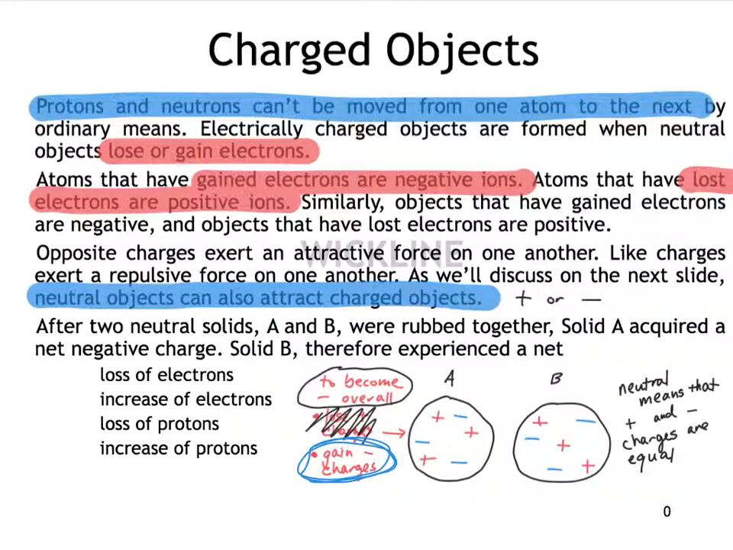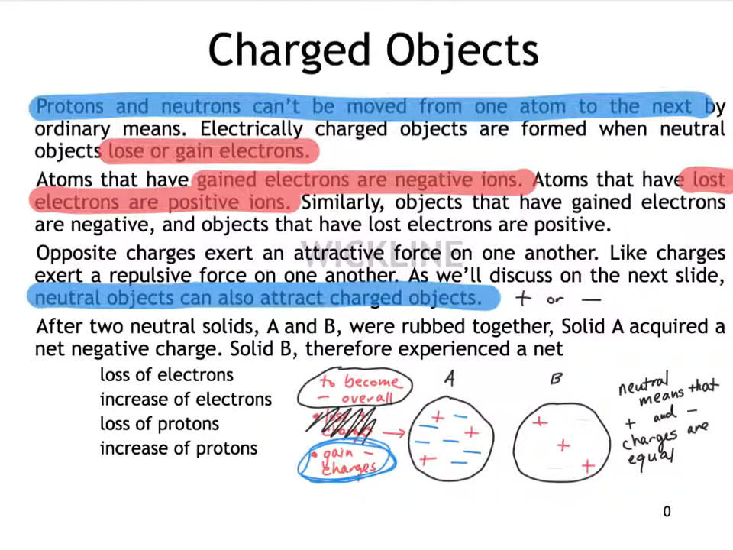Now, we know that in order for that to happen, in order for it to gain negative charges, it must be taking them from solid B. So let's say, for instance, that solid B has lost all of its negative charges and given all of them to solid A.